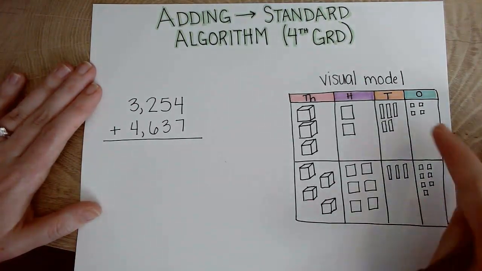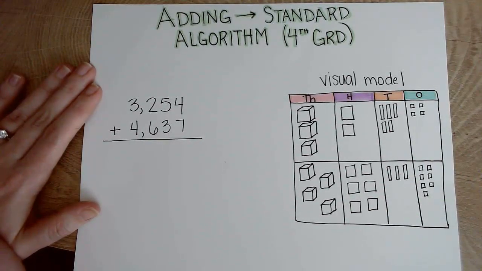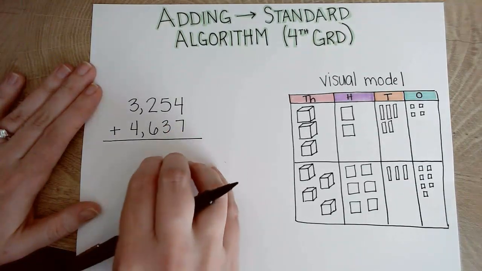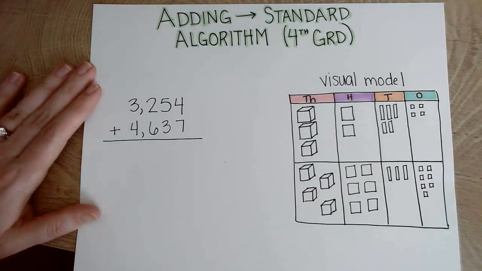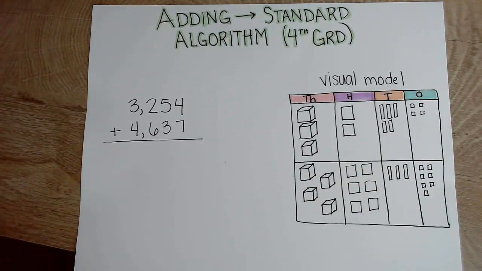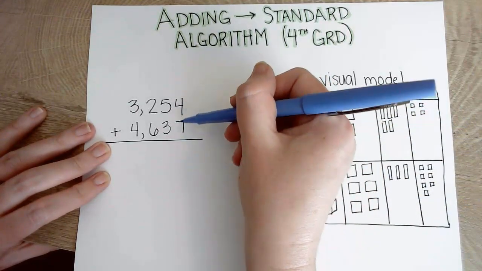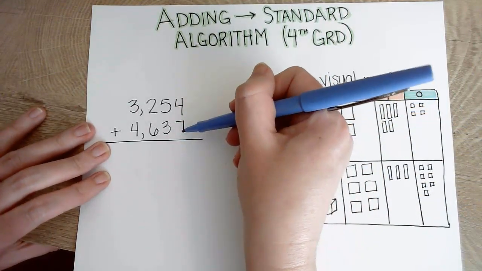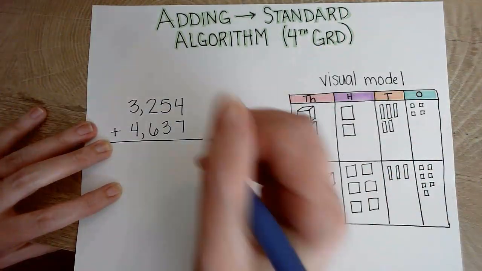All right, I now have both of my numbers modeled visually. So what we're going to do is show how to do it with the standard algorithm, and we're going to bounce over to what that would look like on the visual model. Now, when we are adding with standard algorithm, we have to start in the ones place, or whatever our smallest place value is. In this case, we can see my ones column has my 4 ones plus my 7 ones. I know that 7 plus 4 is 11.